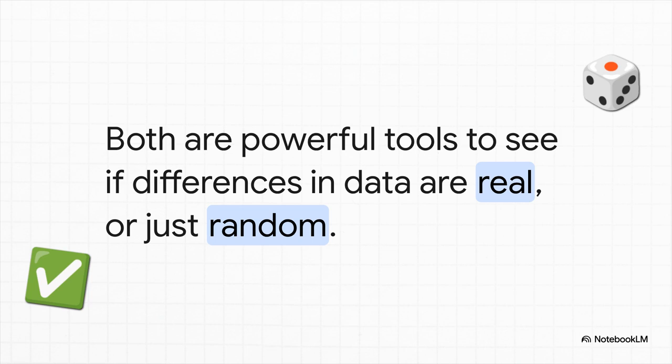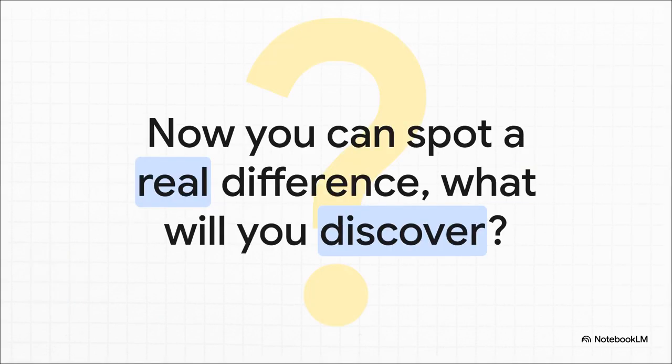They give us the confidence to say that the differences we're seeing in our data are meaningful, and not just some random fluke. So there you have it. You now have the key to unlock more complex questions, to compare more than just 2 things at a time. So my final question for you is this. Now that you have a tool to spot a meaningful difference in a crowd, what will you go out and discover?